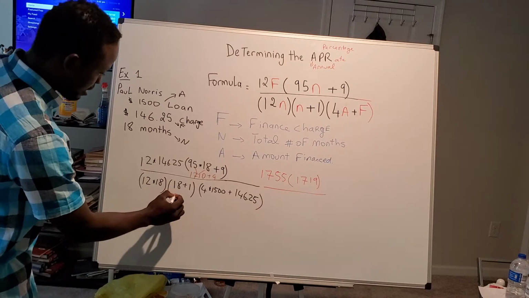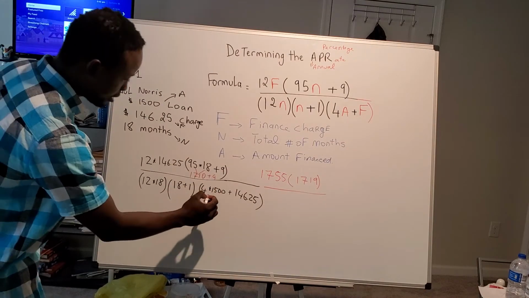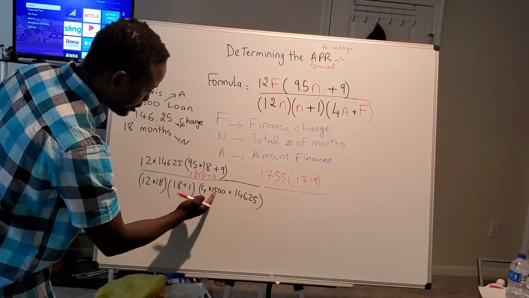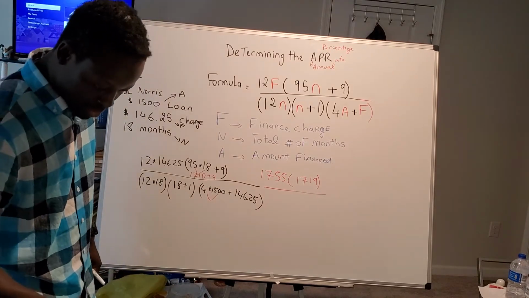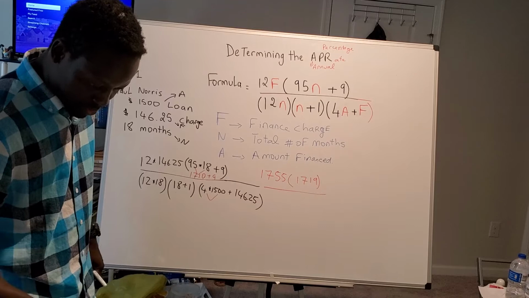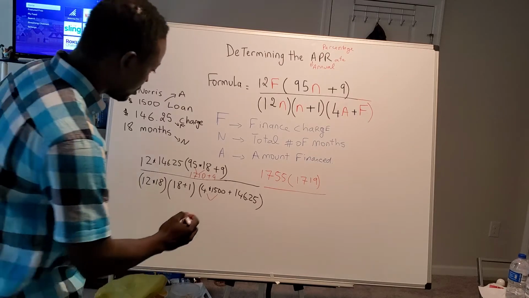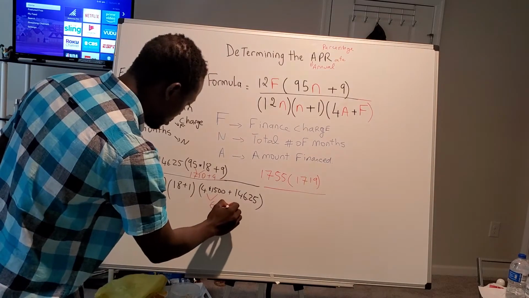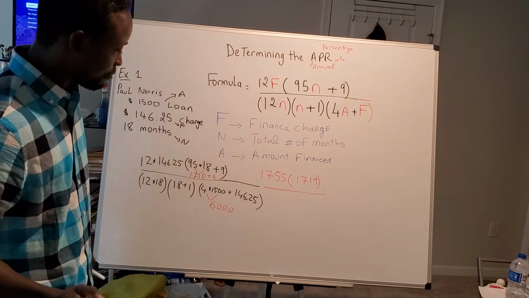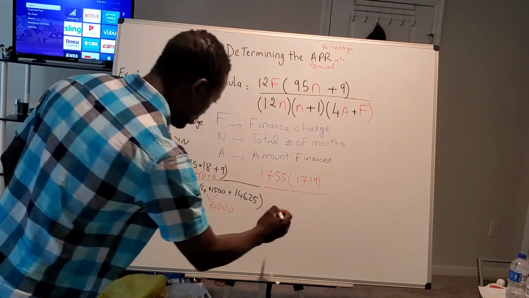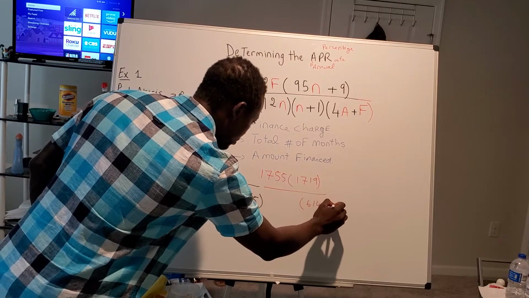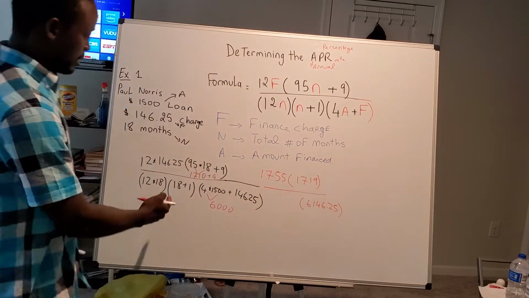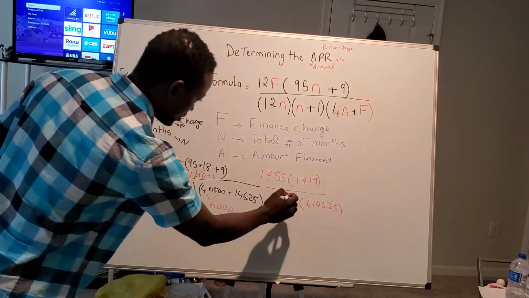And then here, I'm just gonna do the parentheses first, right? So I gotta do the multiplication first. 4 times 1500 is 6,000. Then 6,000 plus 146.25 is 6,146.25, right? All right, now this is 18 plus 1, which is just 19.